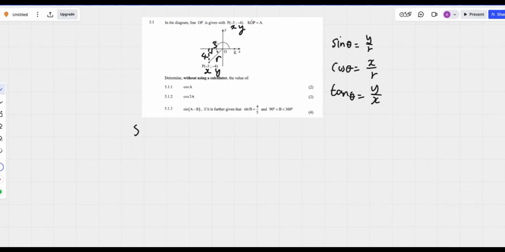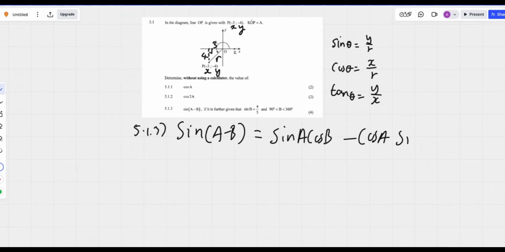5.1.3, and we have sine (A minus B). Now we're going to use our compound angle expansion here, and first of all we're going to have sine A cos B minus cos A sine B. Now let's look at the question one more time. We see it is further given that sine B is equal to 4 over 5 and B is greater than 90 degrees, but less than 360.